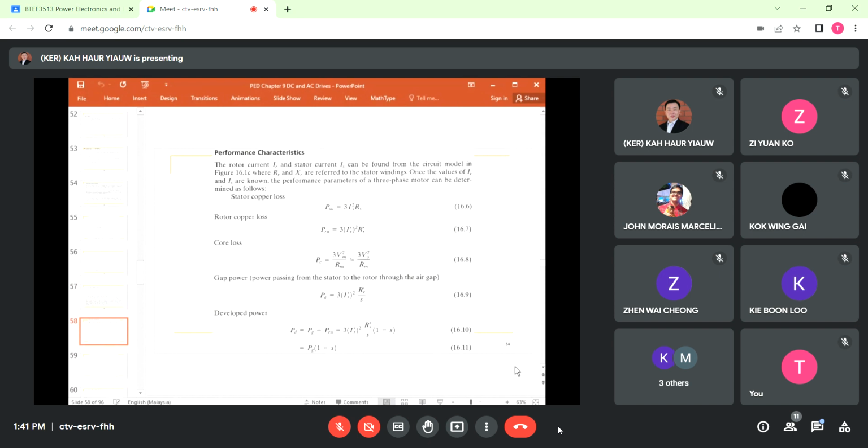The rotor current IR and stator current IS can be found from the circuit model in 16.1c, where RR and XR are referred to the stator winding. Once the values of IR and IS are known, the performance parameters of the three-phase motor can be determined as follows.